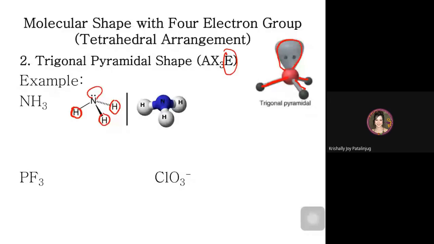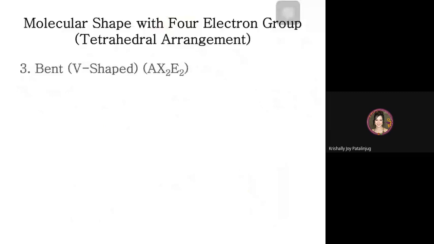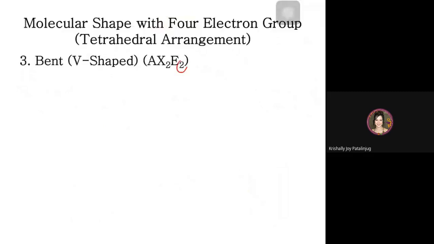Another example is the molecule phosphorus trifluoride and the chlorate ion. Try to observe the shape of their molecules. Each of their central atoms has four electron groups, except that one is in the form of a non-bonding pair. Okay? What about when there are two lone pairs? So AX2, but with two lone pairs present.